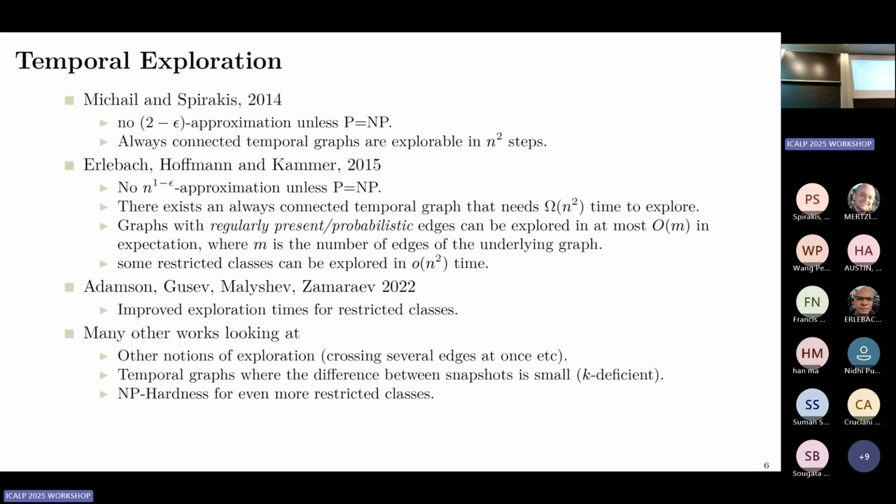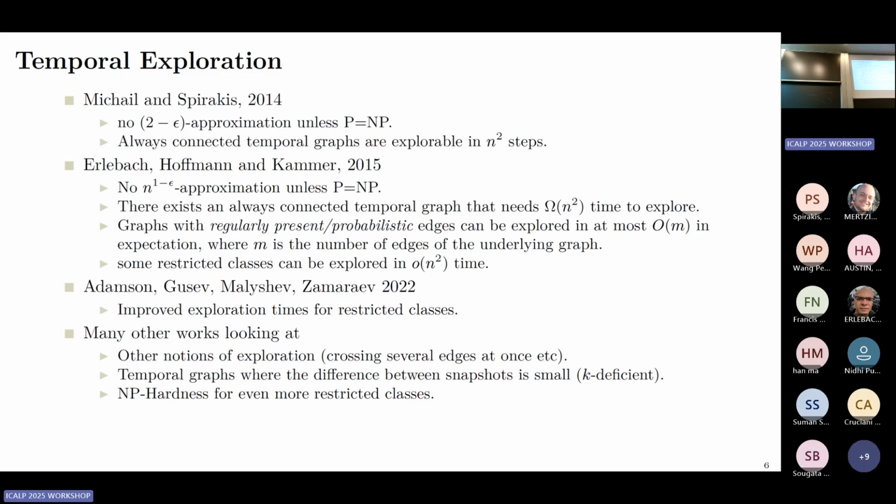I have here some reminder of what has been done before. I will not go too much into detail. Basically, this problem was introduced in 2014. It has been shown that it's quite hard to solve it exactly. But if the graph is always connected, you can definitely explore it in n-squared time steps. The reason for this is that you can basically go from anywhere to anywhere else within n-1 steps. And then if you do this n times, you can explore the entire graph.